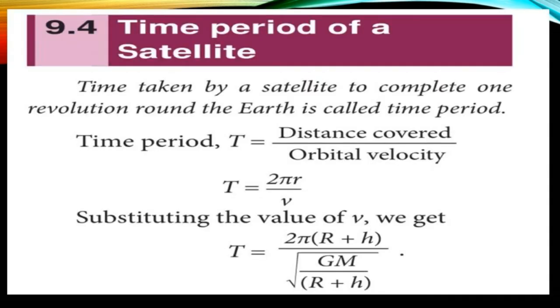Time period of a satellite. Time taken by a satellite to complete one revolution around the Earth is called time period. Time period T is equal to distance covered divided by orbital velocity. T is equal to 2 pi r by V. Substituting the value of V, we get T is equal to 2 pi into (R plus h) divided by square root of GM divided by (R plus h).